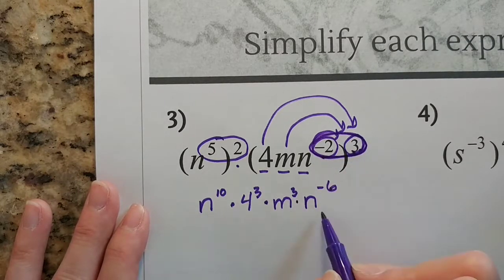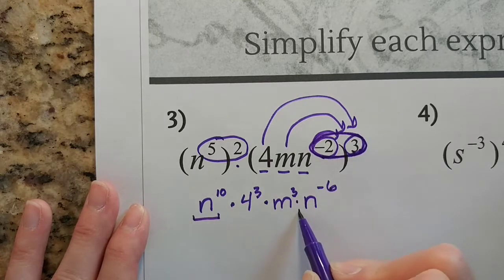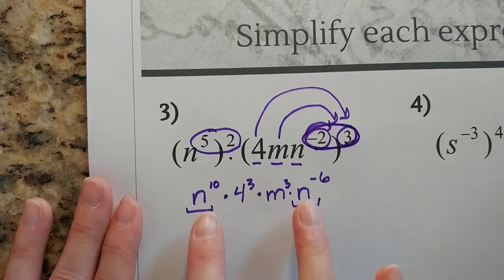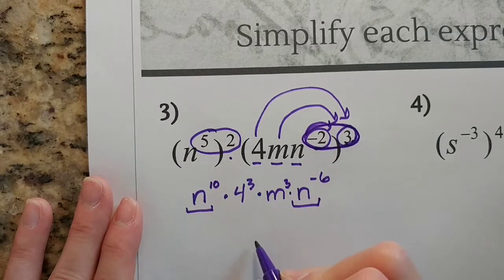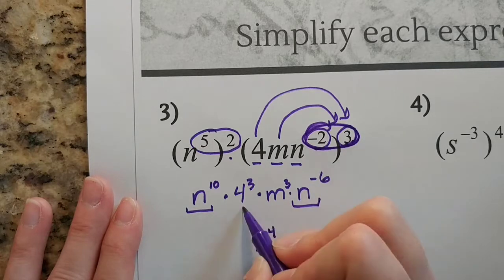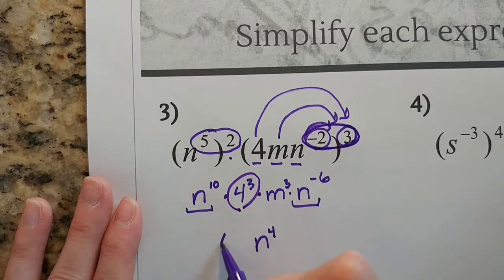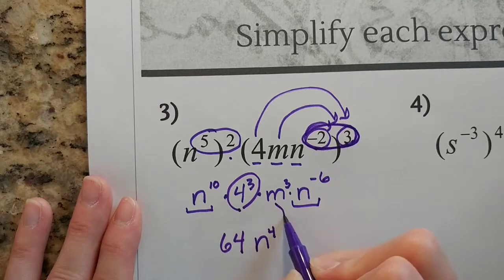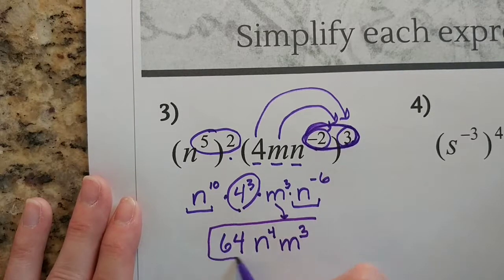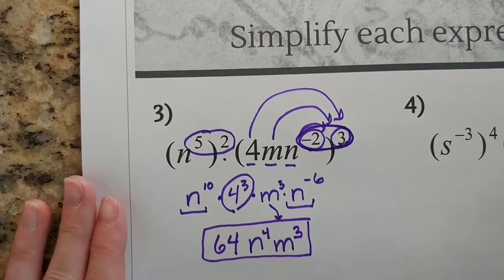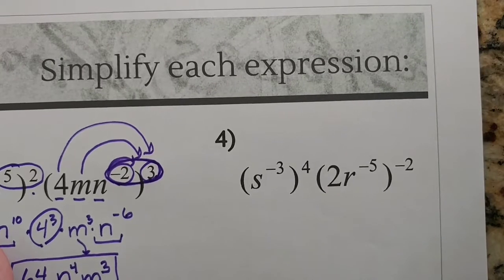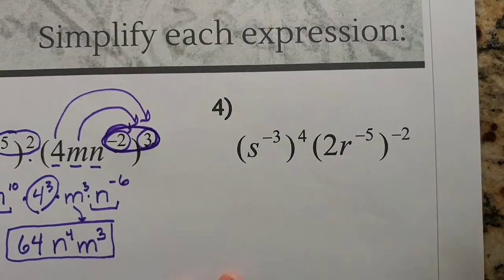Now, I notice here that I have an n and another n, and I can combine them. When I'm multiplying powers with the same base, I want to add the exponents. So 10 plus -6 is 4. I also know that 4 times 4 times 4 is 64. And then I'm just going to bring down my m. No negative exponents. I think we have this simplified. Now, pause the video, and I'd like you to try number 4. It's very similar to number 3. Then you can play the video and see if you have it right.